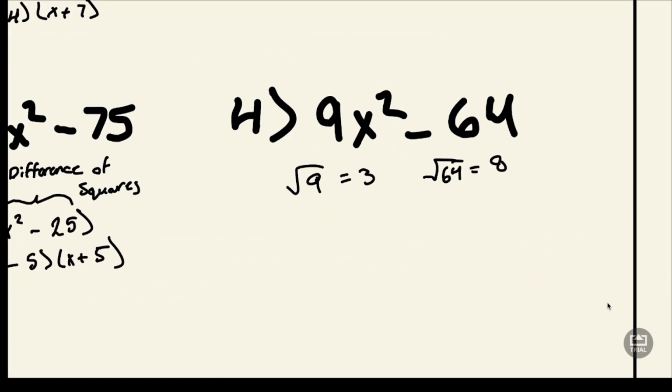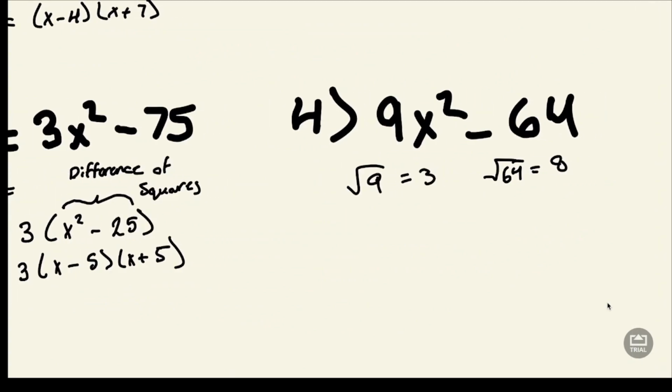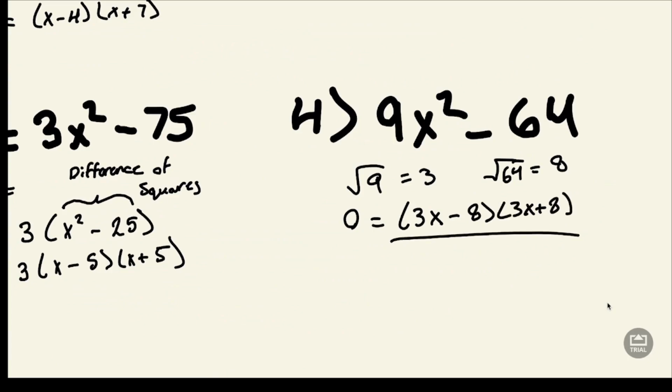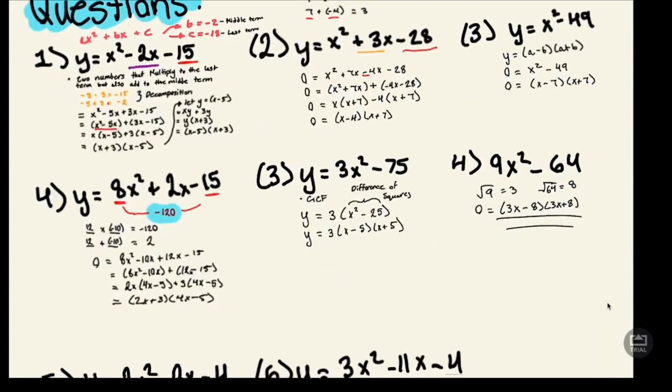So now it's a difference of squares, right? So we can just use the difference of squares formula. We can do 0 equals 3x minus 8 times 3x plus 8, and that will be our final form.